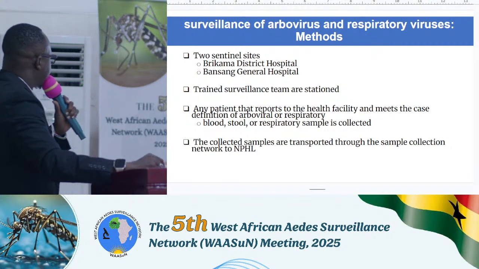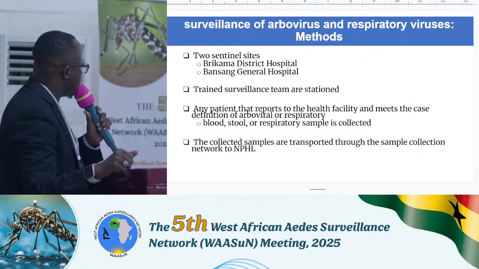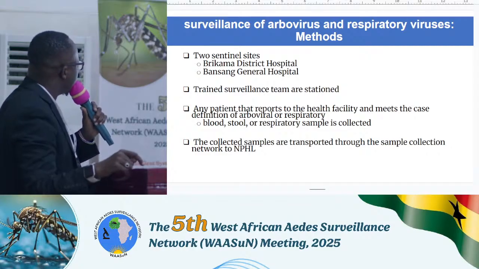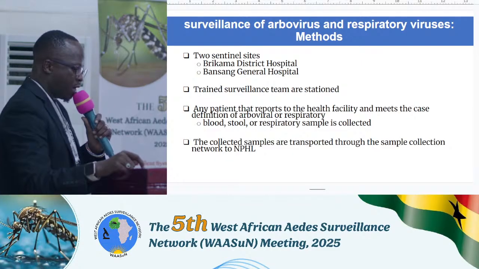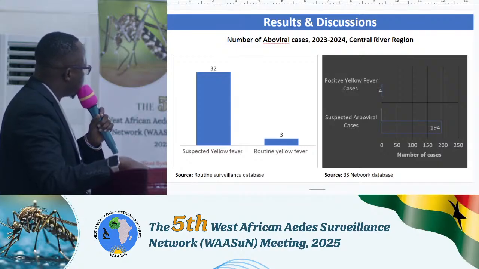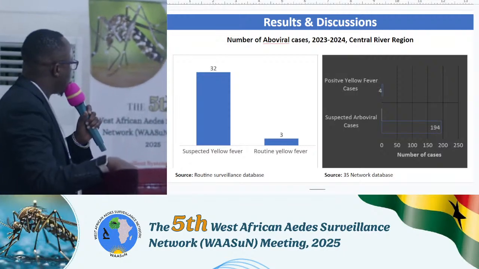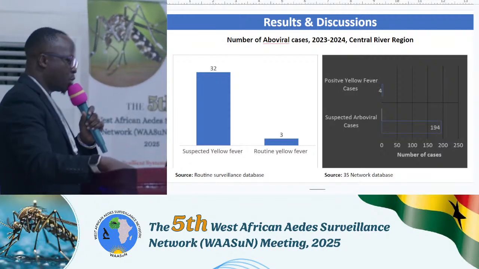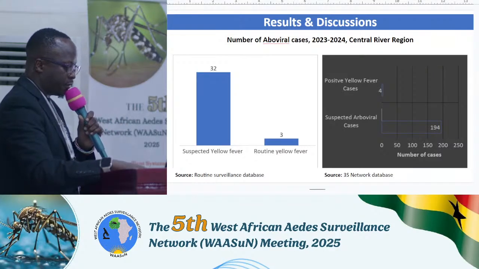For the results, the sources are the routine surveillance database and the sentinel network database. In 2023-2024, we had 32 suspects from the routine surveillance database, and out of these, 3 were confirmed for yellow fever. In the sentinel site network database, we have 194 suspected arboviral cases. Out of these 194, 4 cases turned out to be positive.